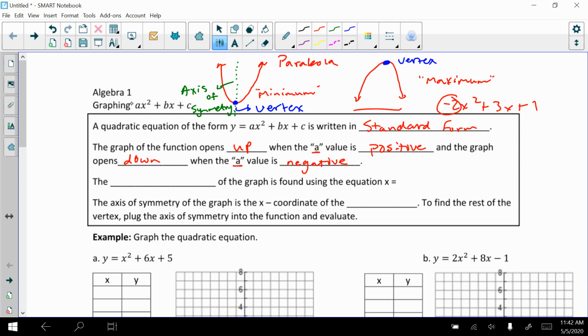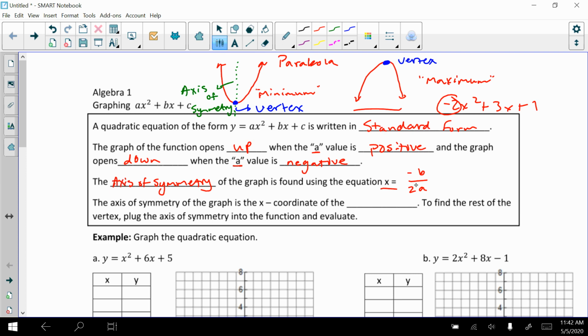Okay. The axis of symmetry. Remember, that's the line that cuts the parabola in half. It's really important. The axis of symmetry of the graph is found using this equation: x equals negative b over 2a. It's x equals because the axis of symmetry is a point that is on the x-axis, and we'll see that in a little bit more detail coming up. But this equation right here is really important. We're going to use that a lot.